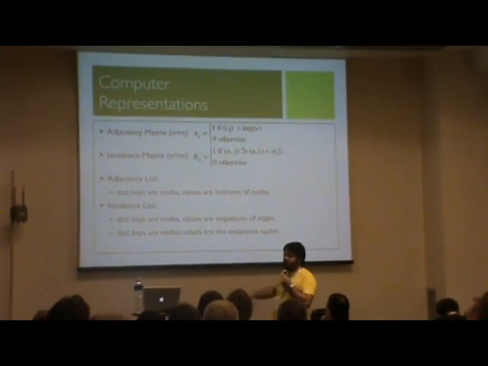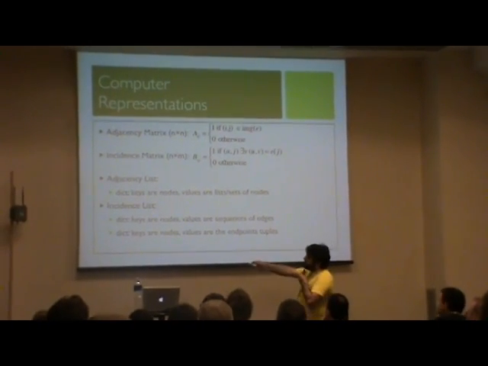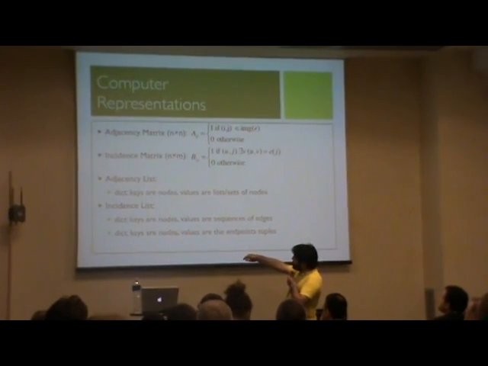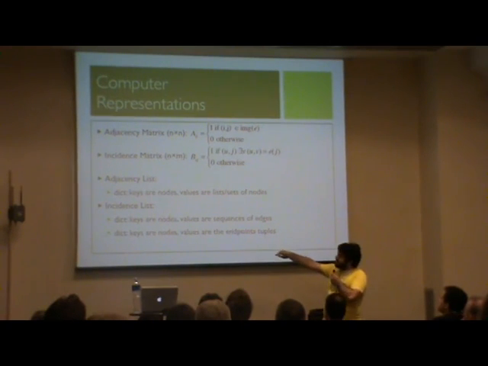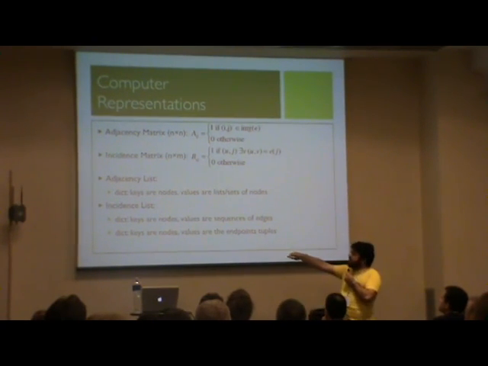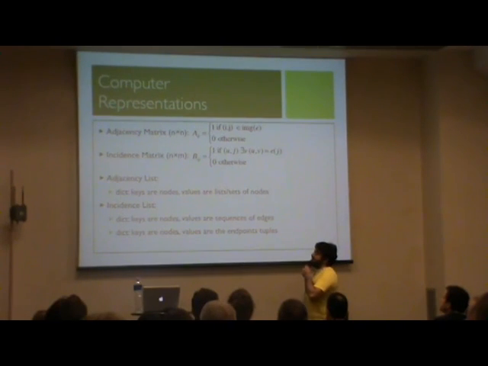On the other hand, here we have two structures. One maps keys, this is edges, sorry. So one maps edges to their endpoints, and the other dict maps nodes to sequences of edges. Okay?